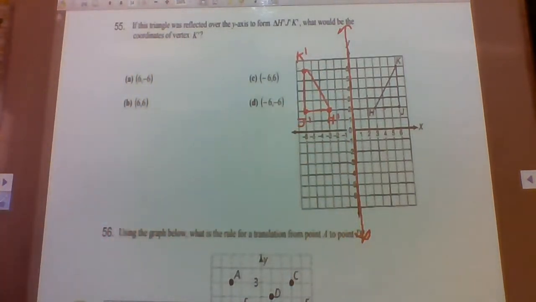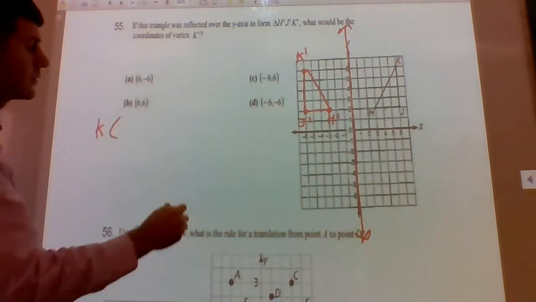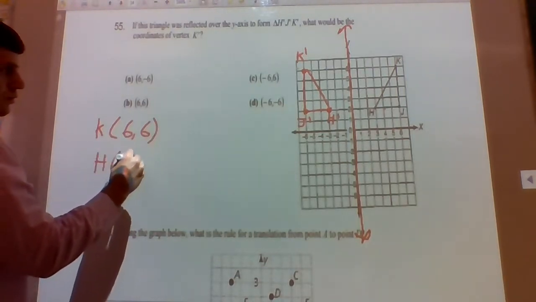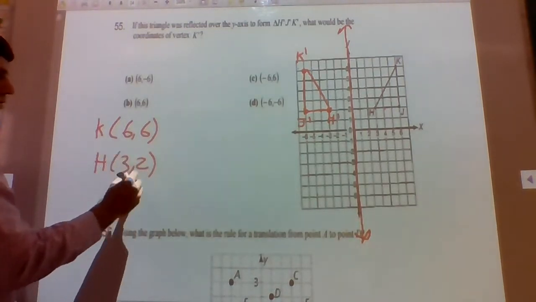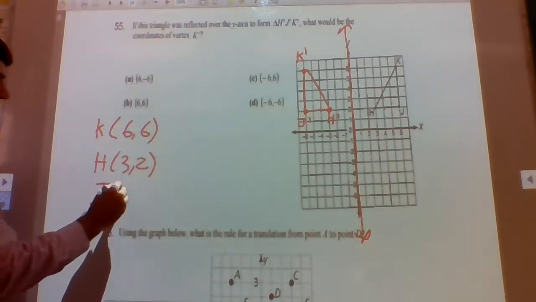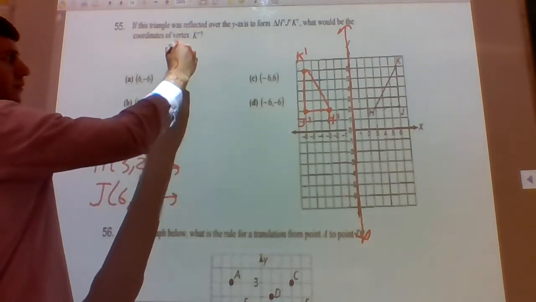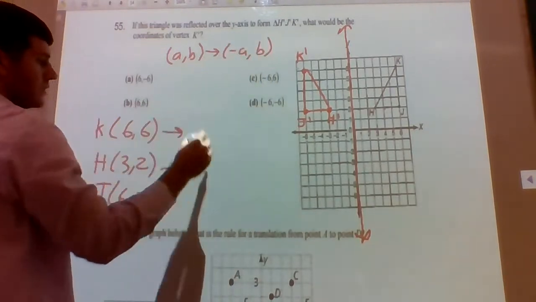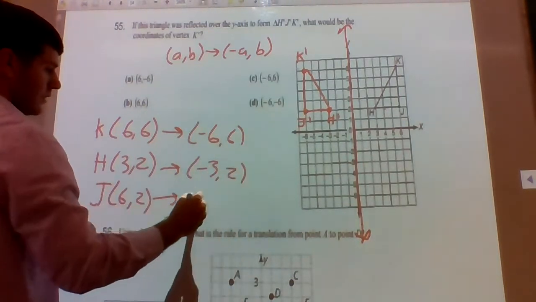Or we can use the rules. So K is 6, 6. H is 2, 2. I believe 3, 2 is actually K. H, 3, 2. And then J is 6, 2. The rule for reflecting over the y-axis is a, b goes to negative a, b. So we're changing the sign on the first coordinate. So that's negative 6, 6. That's negative 3, 2. And that's negative 6, 2.